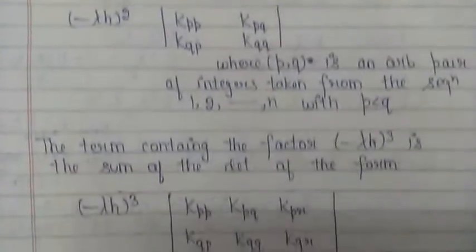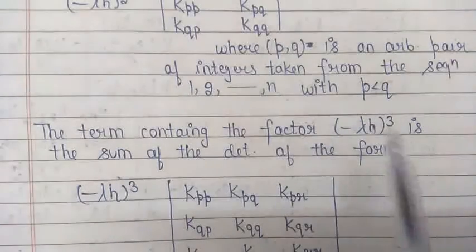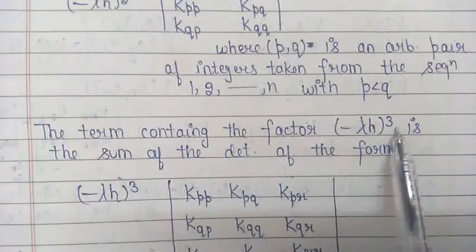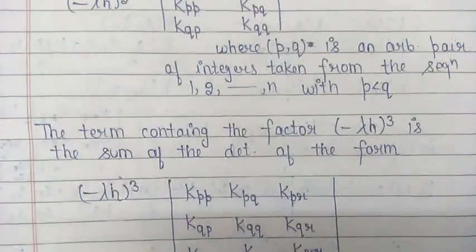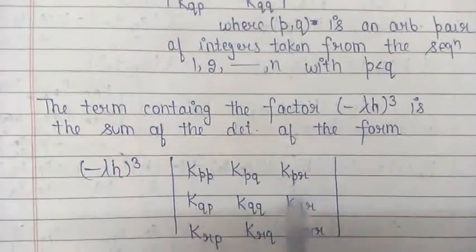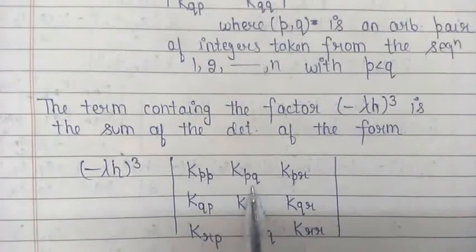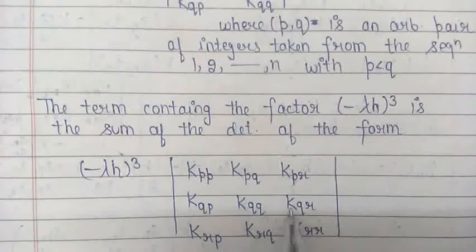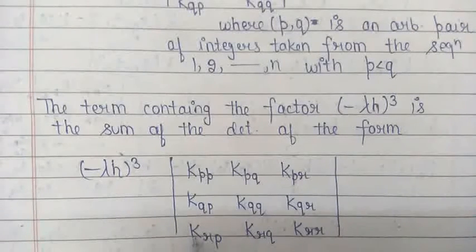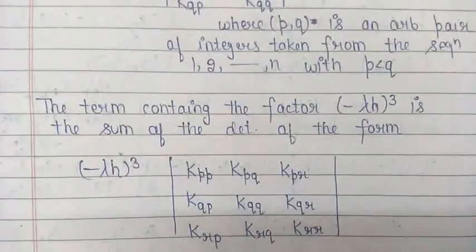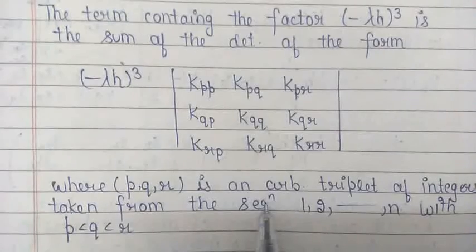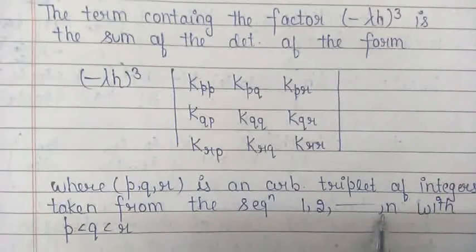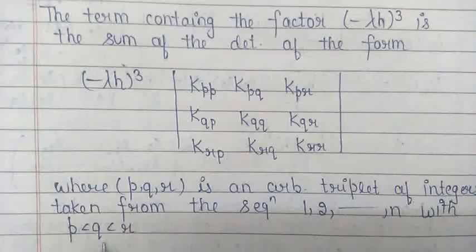In the same way we can find the factor containing minus lambda h whole raised to the power 3. That is the sum of the determinants of the form minus lambda h whole raised to the power 3 into the determinant. In the first row we will have kpp, kpq, kpr. In the second row we will have kqp, kqq, kqr. In the third row we have krp, krq, krr. Here the triplet pqr is an arbitrary triplet of integers taken from the sequence 1, 2, 3 and so on up to n, with the condition p is less than q, less than r.